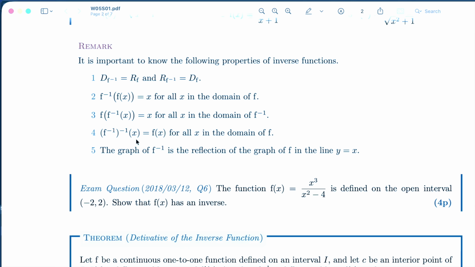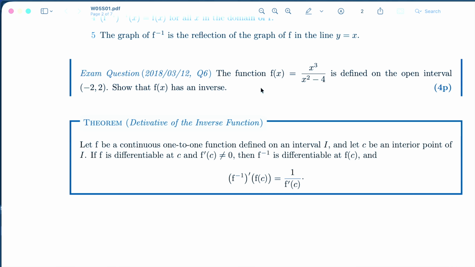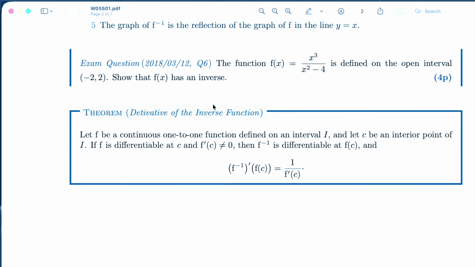Okay, the other ones I have told you already. F inverse inverse is f of x, and the graph of f inverse is the reflection of the graph of f in the line y equals x. And the next one is also an exam question. It is always good to work on these, and if you have problems you can ask Glenn.